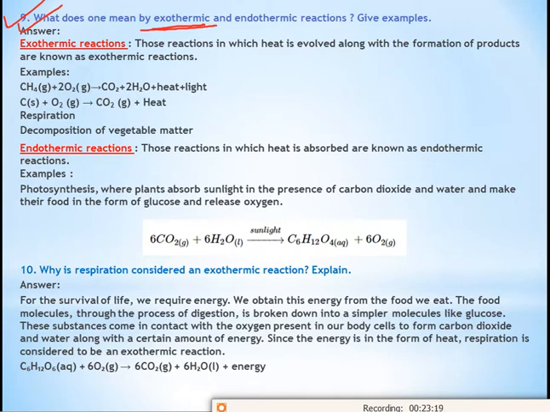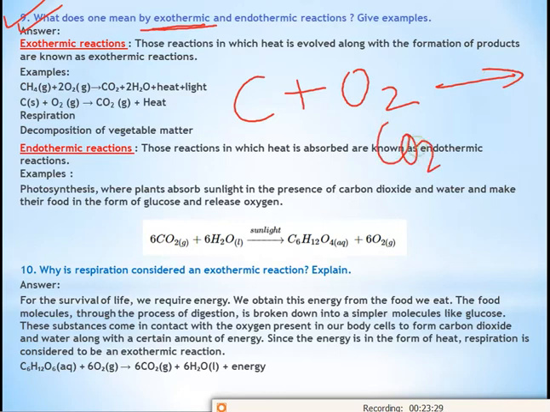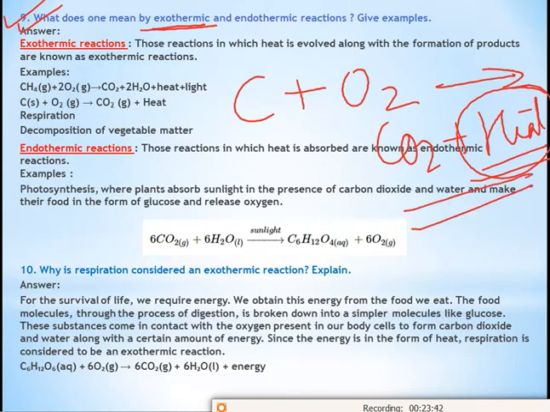In exothermic reaction, heat will be released. For example, when carbon burns in the presence of oxygen, carbon dioxide plus heat is formed. So in this reaction you can see heat is evolved, and always in exothermic reaction the heat or energy formed, we write it on the product side, because it is formed along with the product. The other example I have given is when methane burns in the presence of oxygen, it forms carbon dioxide and water along with heat and light. So in this case also heat is evolved in the reaction.